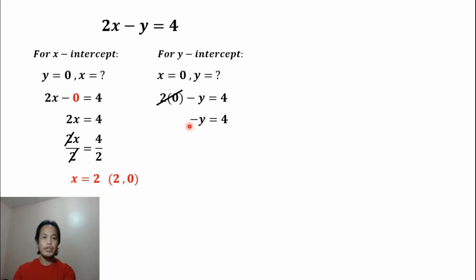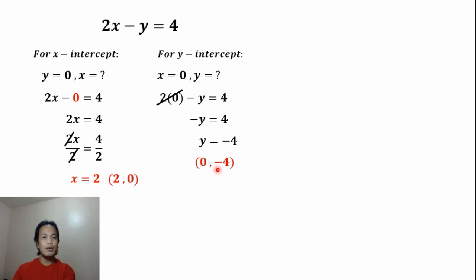So here, if we are going to divide this one by negative 1, and at the right side, divide this one by negative 1, so that becomes negative y divided by negative 1 is, of course, positive y, equals positive 4 divided by negative 1 is negative 4. So therefore, if x is 0, our y is equal to negative 4. So since our x is 0, our ordered pair shall be 0, which is the x, and our y is negative 4.